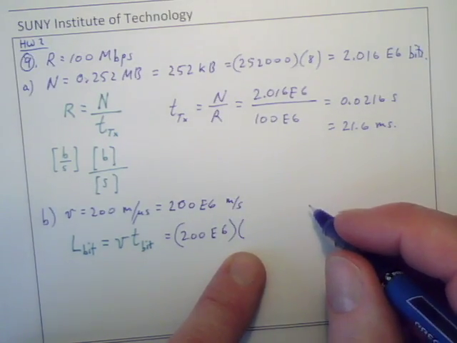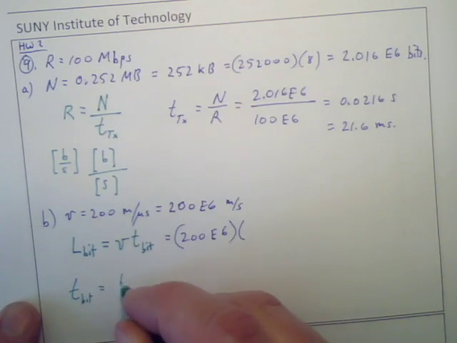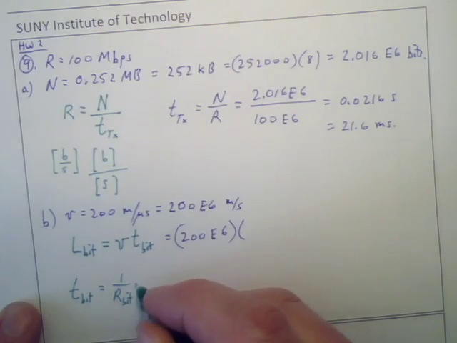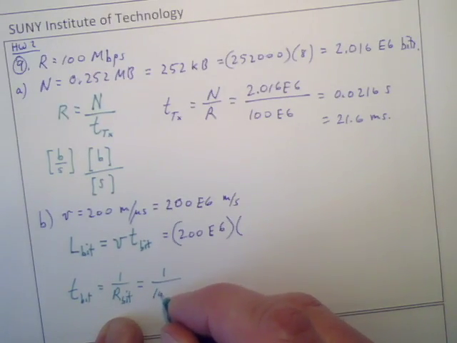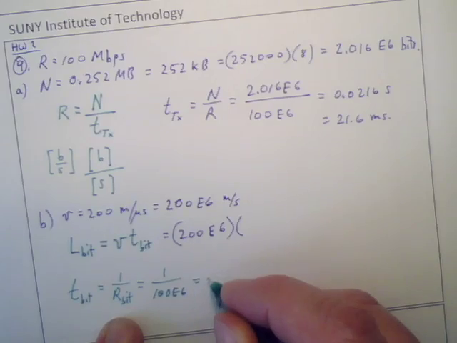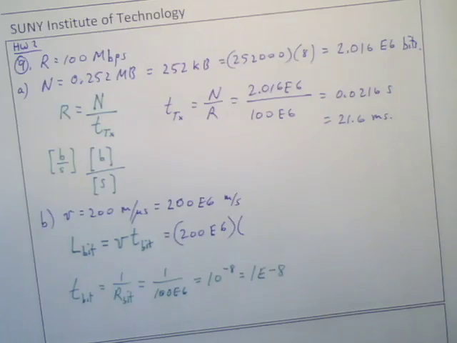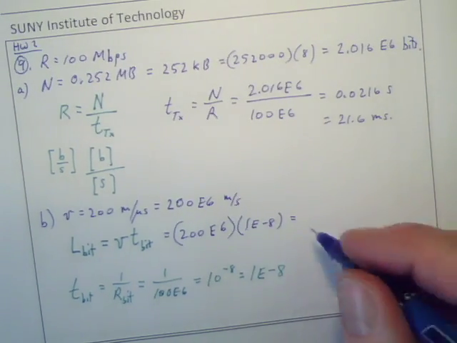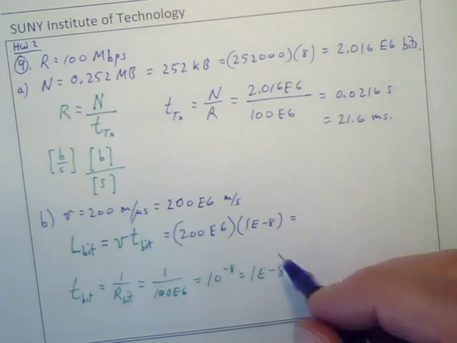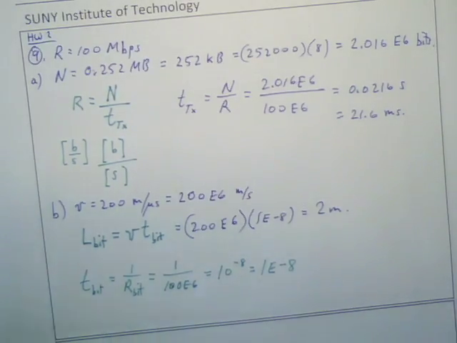And the time for 1 bit is 1 over the bit rate. One's in bits per second, the other one's in seconds per bit. And this is 1 over 100 e to the 6th, or 10 to the minus 8th, or 1e minus 8. And so 1e minus 8 times 200 e to the 6th, and I get 2 meters. Okay, so each bit is 2 meters on the wire.